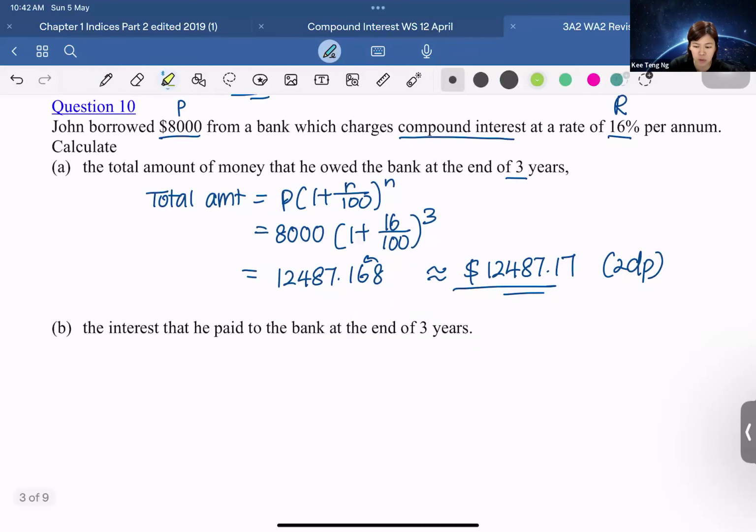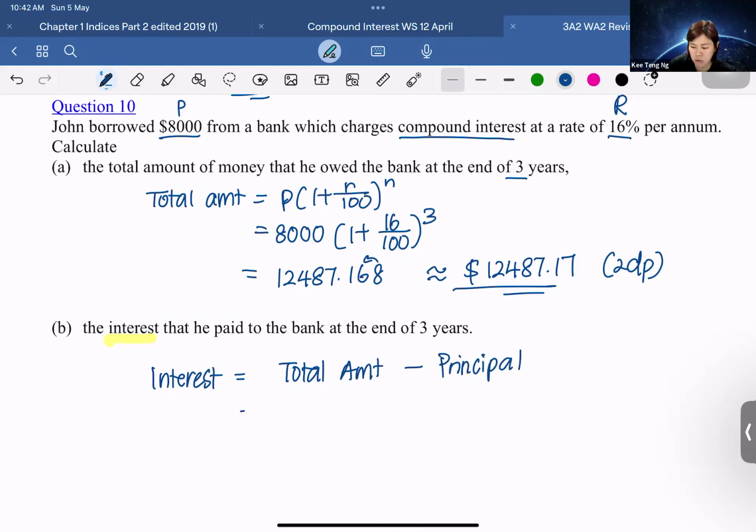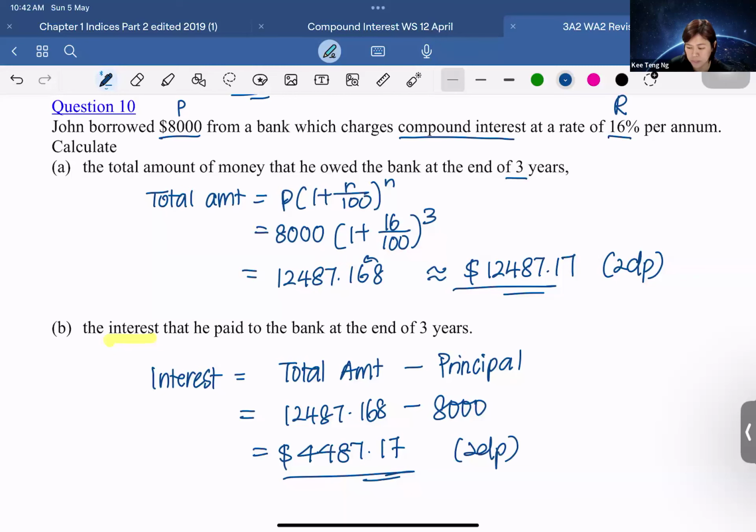The next part of the question asks me for the interest, right? So how do you get the interest? The interest for compound interest will be take the total amount, subtract away the principal, the original amount. So that will be 12487.168. Subtract away 8,000. And that gives me $4,487.17. I round it off to 2 decimal places again. Have you gotten the concept?